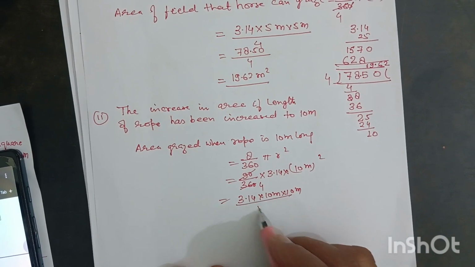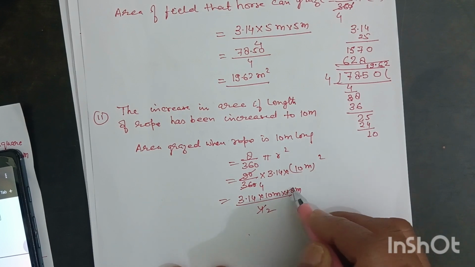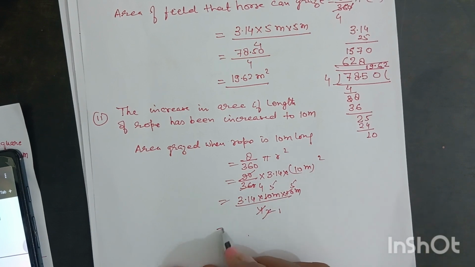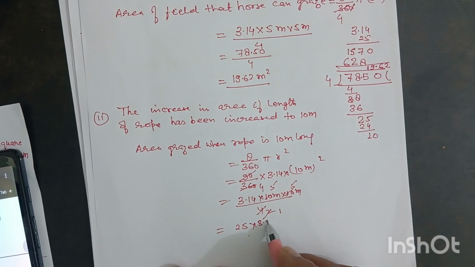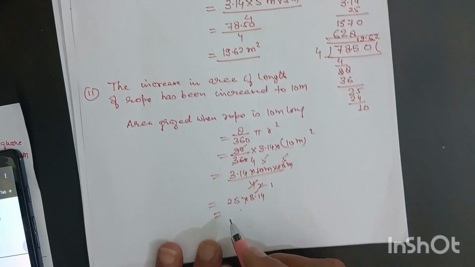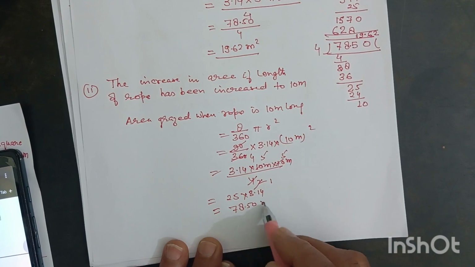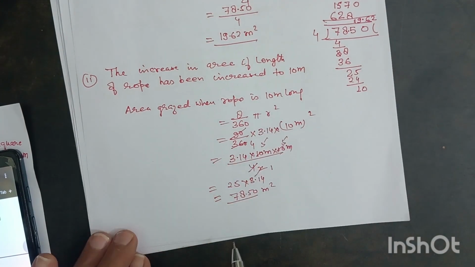So divide by 4, 2 2 ja 4, 2 5 ja, 2 1 ja, 2 5 ja. So 5 5 ja 25, 25 into 3.14 and which will be equal to here 78.50 meter square. This is the area when the length has increased to 10 meter.